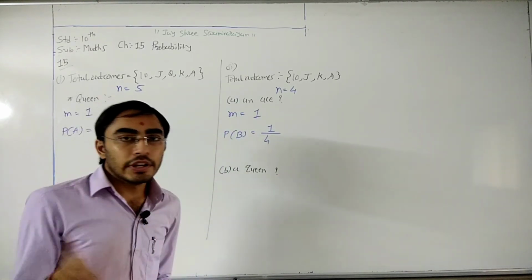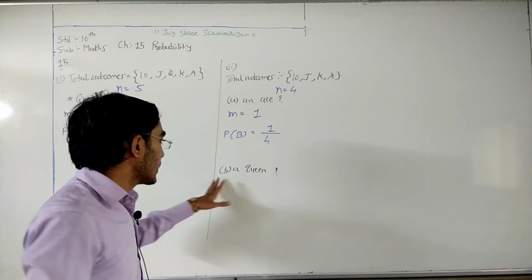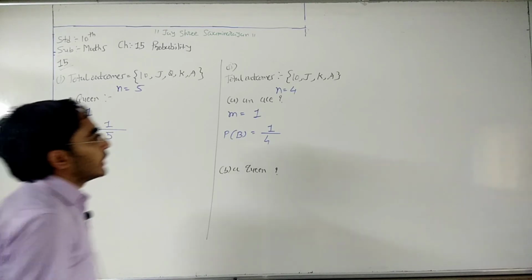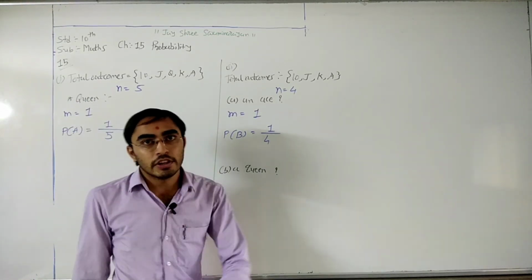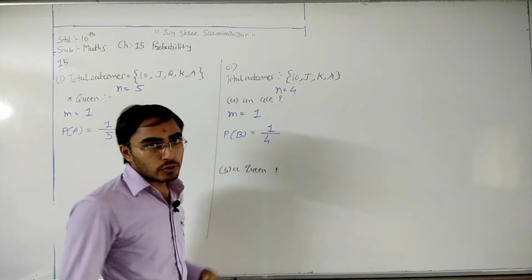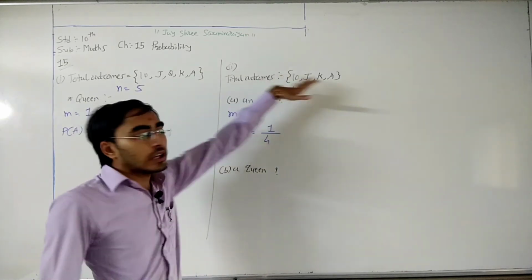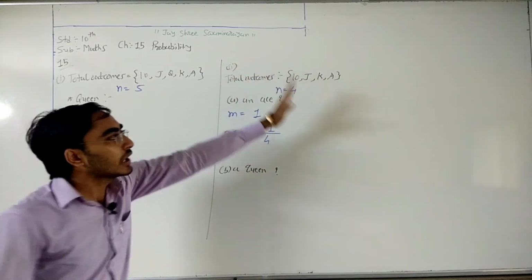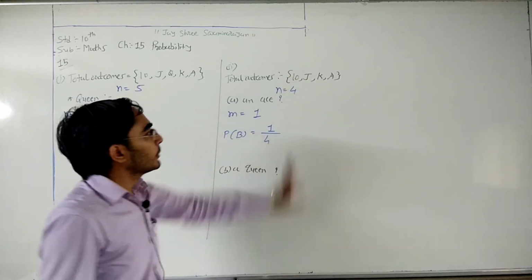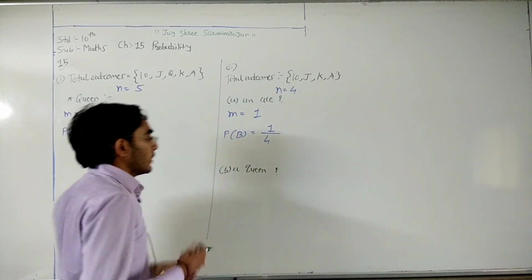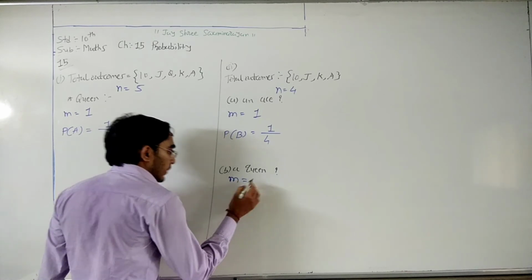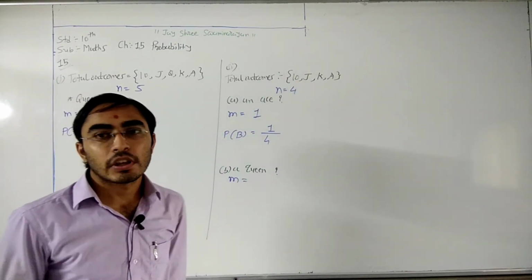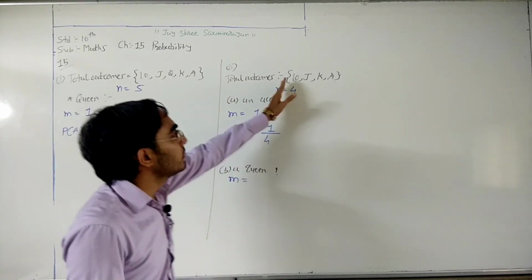Okay. Now in that second question part B, this for queen. Now we need to find the probability for queen. So our total outcomes here again 4 cards are there. 10, Jack, King, and Ace. Okay. Again 4 cards are there. So total outcomes n is equal to 4. We need to find the favorable outcomes m. So total how many queens do we have?